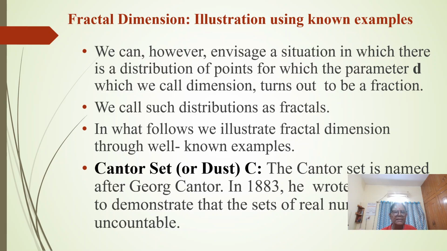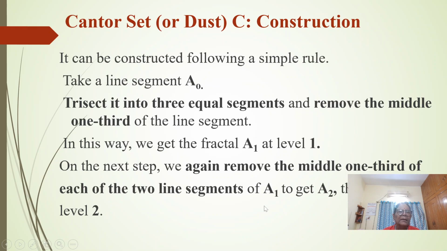So let us first take the case of the Cantor set. It is also called Cantor Dust and we denote it by C. The Cantor set is named after Georg Cantor. In 1883, he wrote about it to demonstrate that the set of real numbers is uncountable. It can be constructed following a very simple rule.